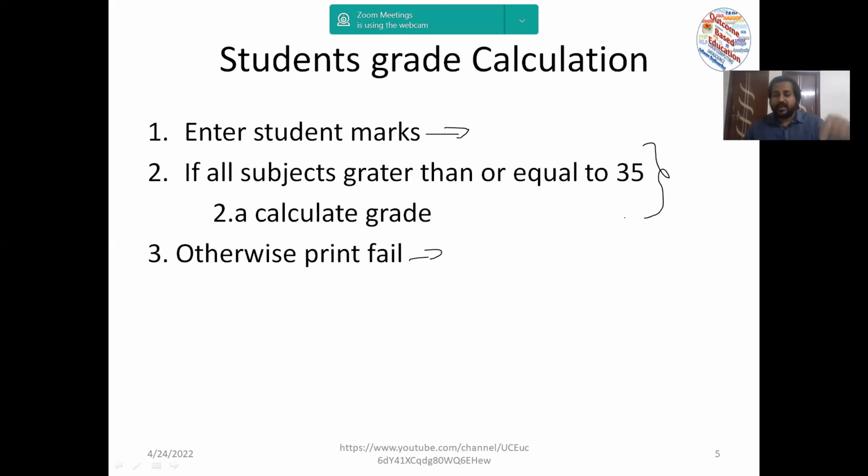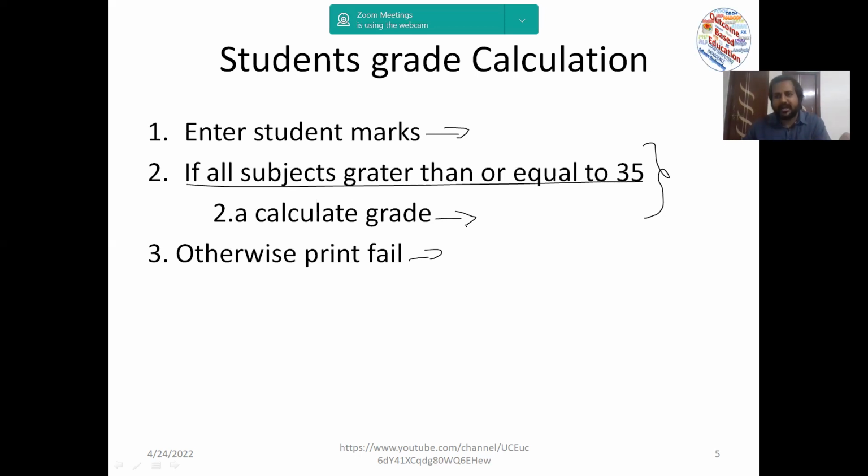So definiteness: defining the steps for how to calculate the grade. How can we calculate the grade? If all subjects are greater than or equal to 35 marks, then we are going to calculate the grade for the student, whether it is 500 marks out of 1000 marks or 600.